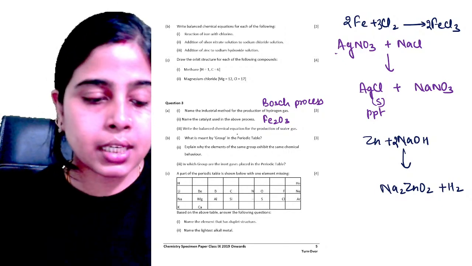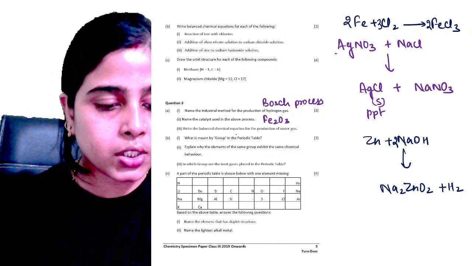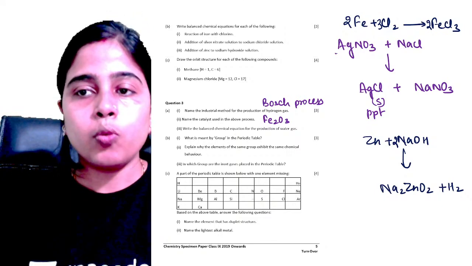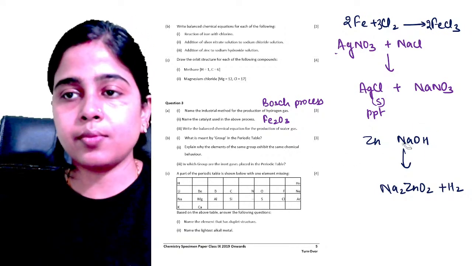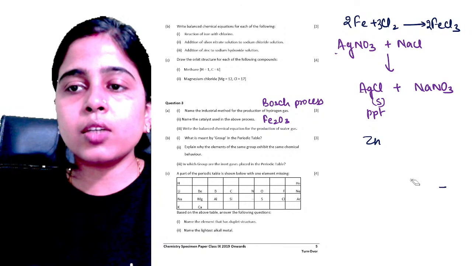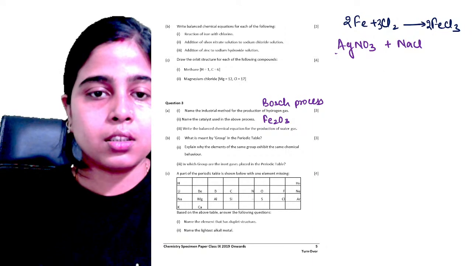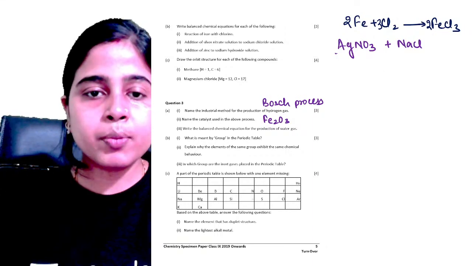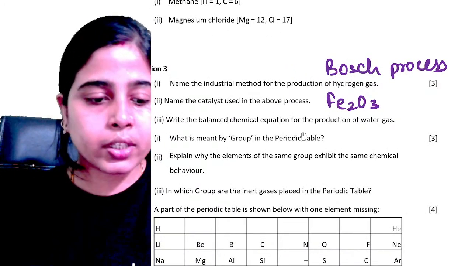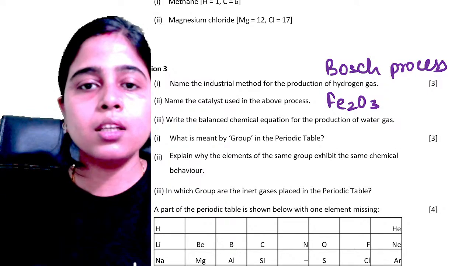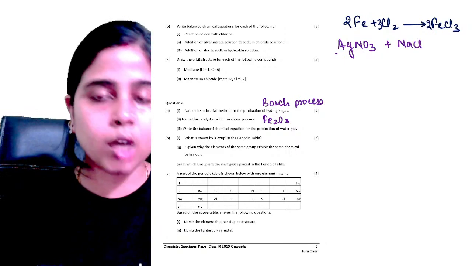Write the balanced chemical equation for the production of water gas. You have to write the balanced chemical equation for the production of water gas. What is the balanced chemical equation? Everyone, please try to answer this. Yes. So let me show you the question, then I will start answering it. Okay. So I am just writing the equation. Anybody who knows the answer can write it in the comment section.